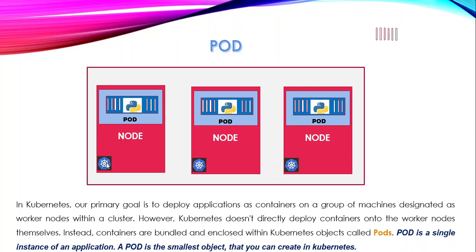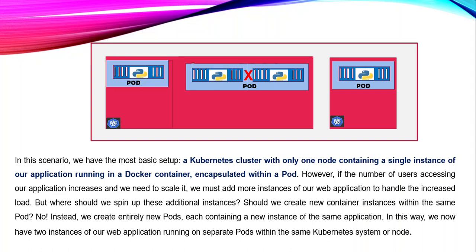So remember, you have your cluster, and the cluster will contain nodes. The nodes will contain pods, and the pod will contain your application, which is the container. So a pod is the smallest object you can create in a Kubernetes cluster. Please note that. So let's take a look at the scenario I have here. Assuming we have a cluster with just one node, and the node contains a single instance of our application running in a Docker container, encapsulated within a pod.